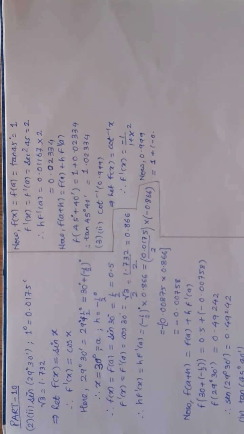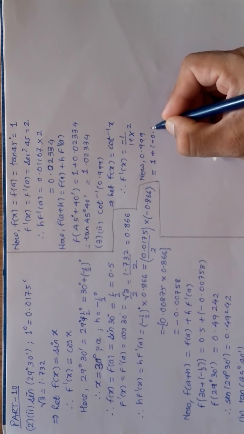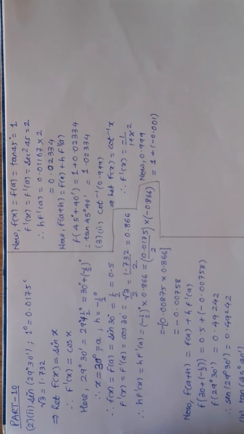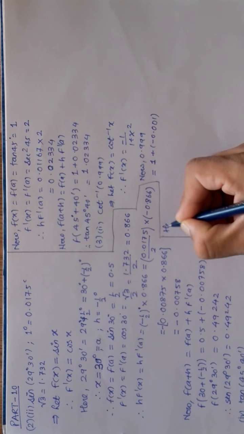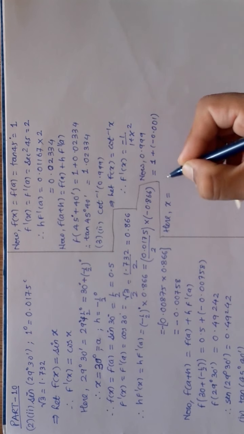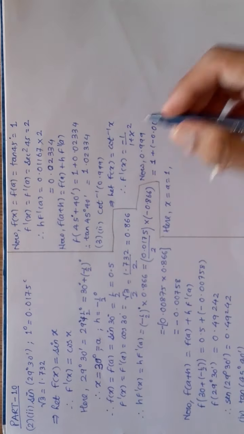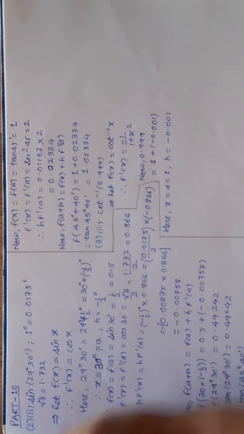And minus will be how much? 0.001. Correct it is? Yes, I think it is correct. Add and see also. Yes, it is correct. So obviously here your x will become a, that is equal to 1, and your h is minus 0.001.